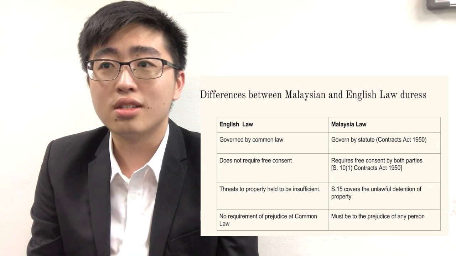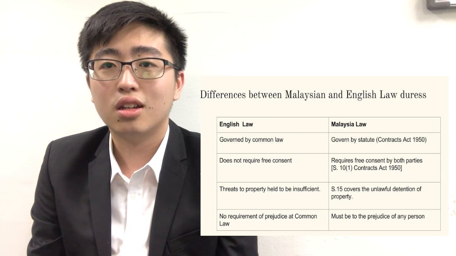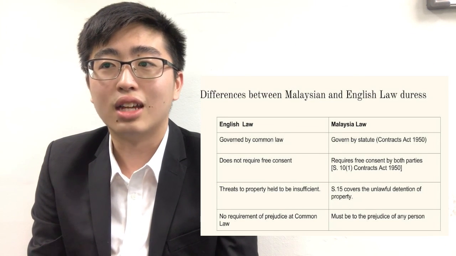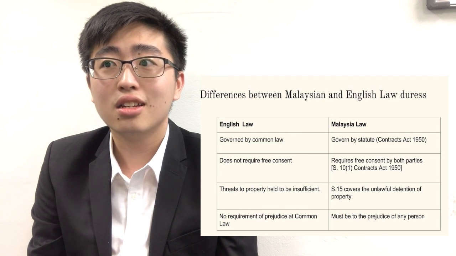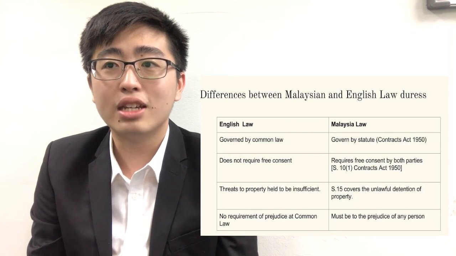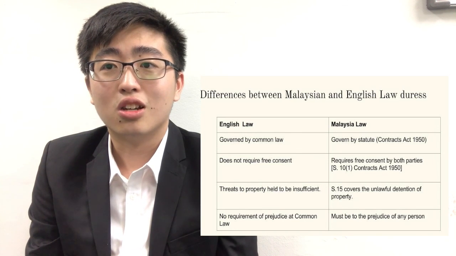Furthermore, duress of goods is expressly recognized in Malaysian law and not in English law. There is express mention of duress of goods under Section 15 Contracts Act 1950. Lastly, there is no requirement of prejudice at common law, the focus being on procedural unfairness and not substantive unfairness, while for coercion in Malaysian law, the coercion must be to the prejudice of any person.